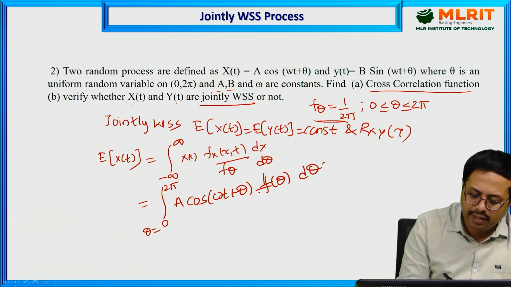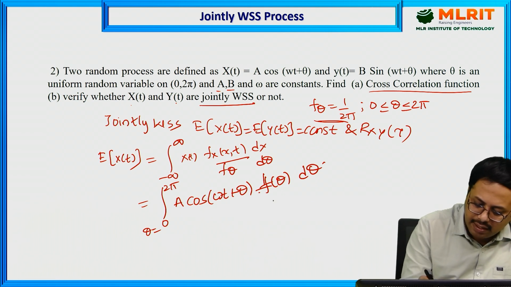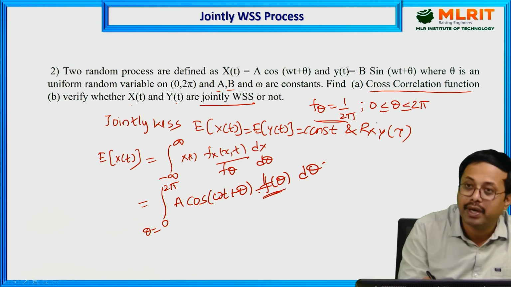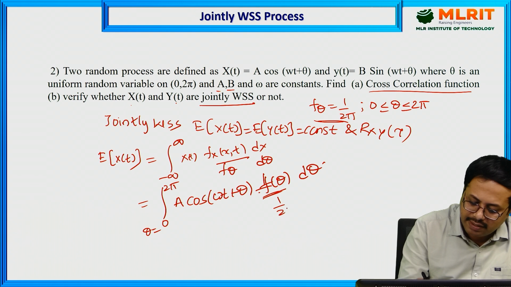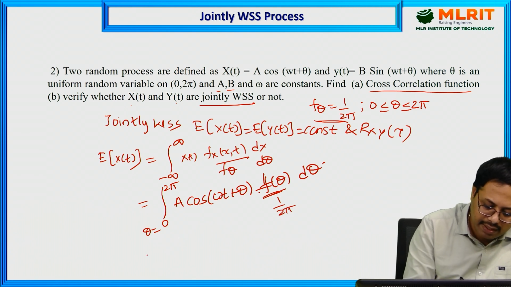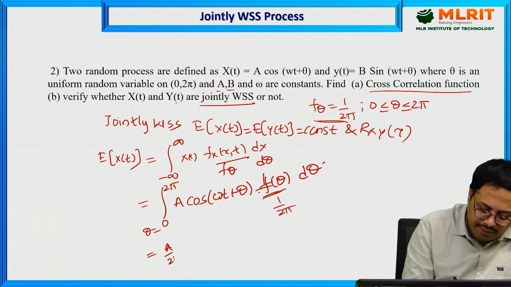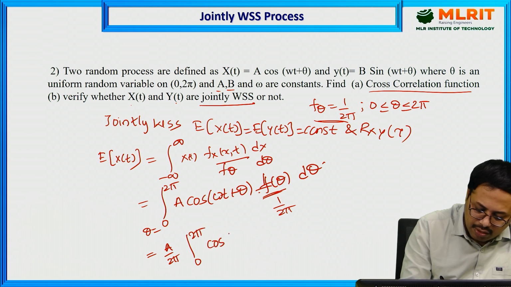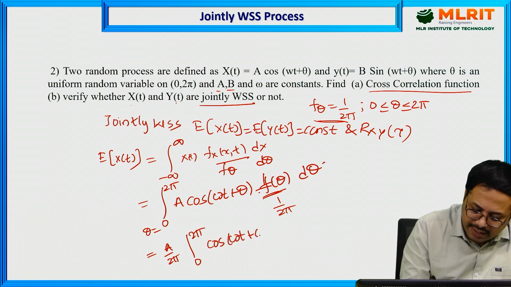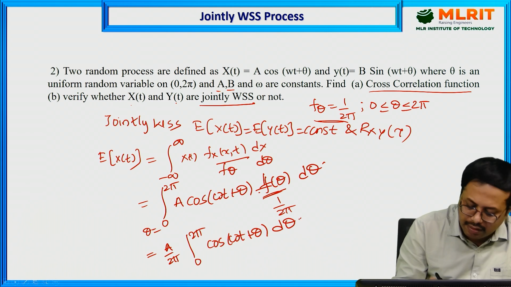Then what you are going to get: A is constant, take it outside. Here f of theta is defined as 1 by 2 pi. Then A by 2 pi you can take outside: A by 2 pi integral 0 to 2 pi cos(omega t plus theta) into f of theta d theta.